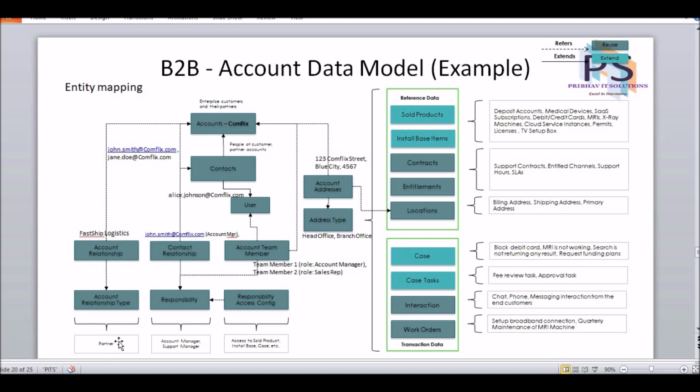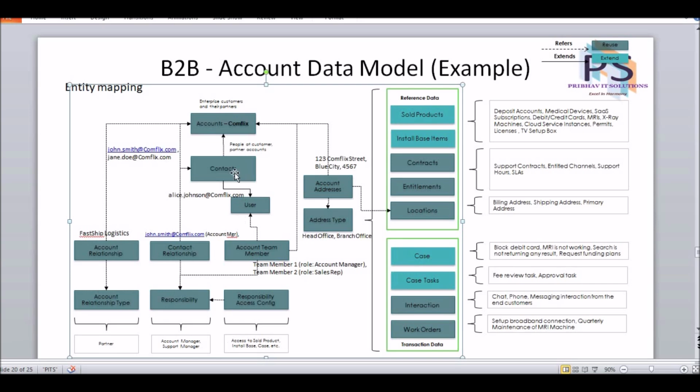That party type could be the customer or partner. For any contact relationship, we need to set the responsibility in the system so that later on we know whom we need to communicate with in case of any issues, renewals, or further escalations. Account manager, support manager, escalation manager: we can maintain the responsibility in the system.